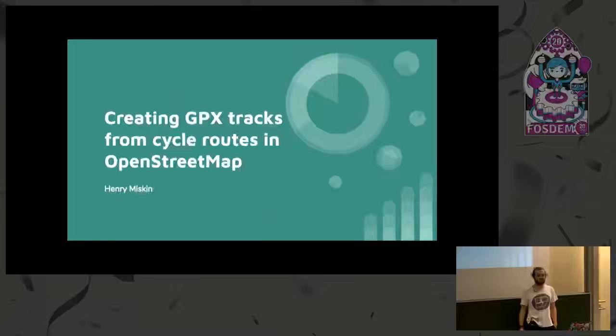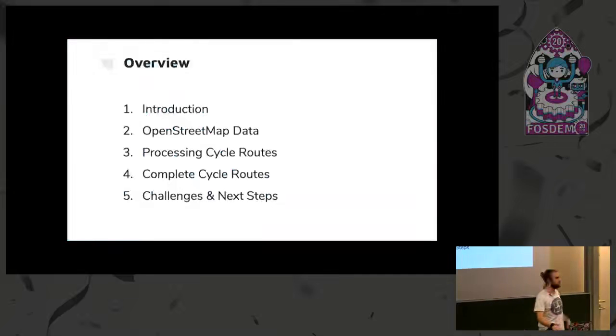I'm Henry, and I'm going to speak about creating GPX tracks from cycle routes in OpenStreetMap. So I'll give you a brief introduction to me and the problem I'm trying to solve, a little bit of an overview on OpenStreetMap data, and then I'm going to speak about how we process cycle routes from that data. Then finally, I'm going to give some examples of completed cycle routes, and then speak about some of the challenges I encountered and some of the next steps.